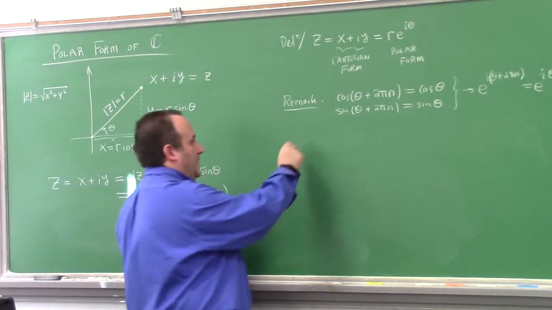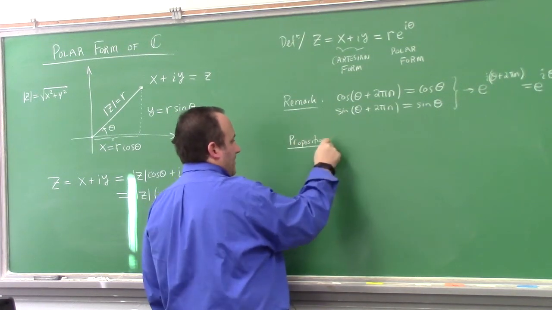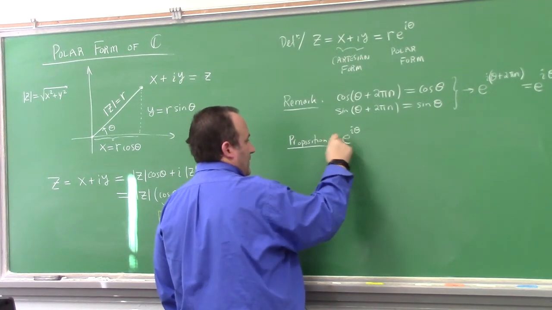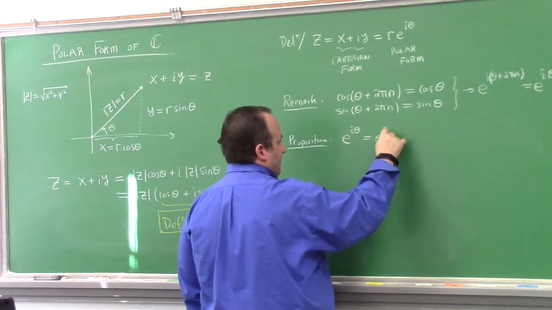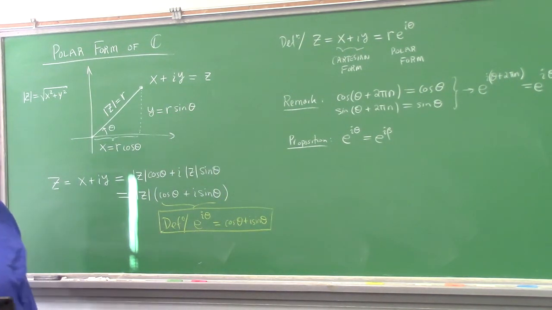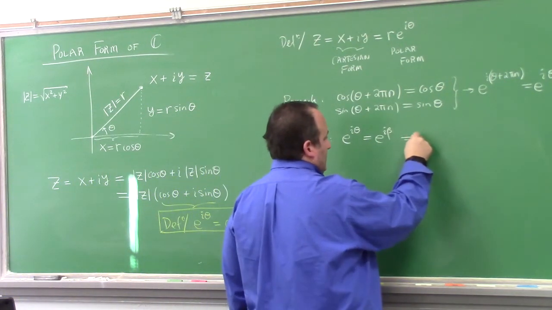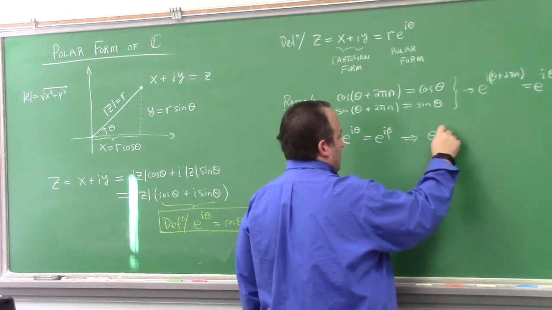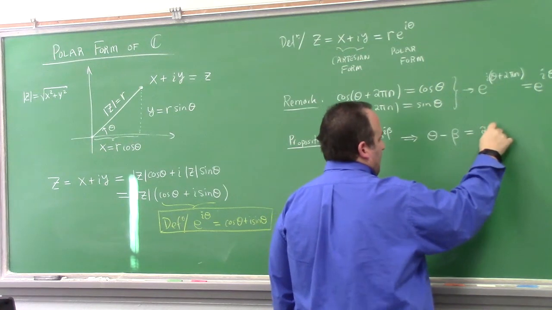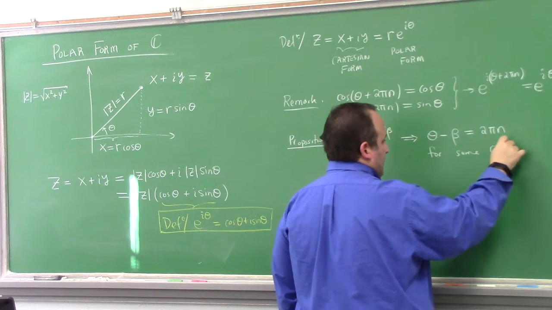And so like a proposition, if we have e to the i theta equal to e to the i beta, what's that tell me? So what that tells me is that theta minus beta is equal to 2 pi n for some integer n.